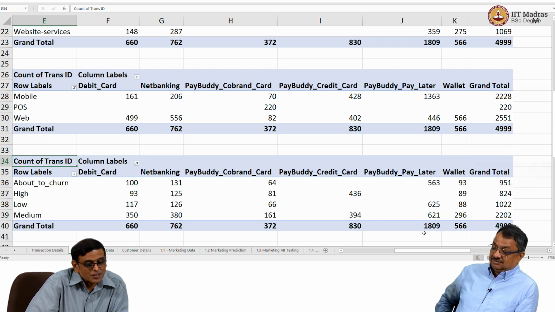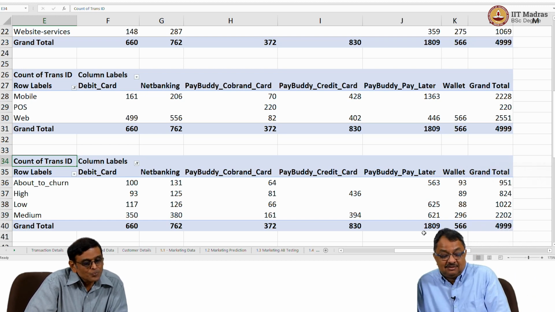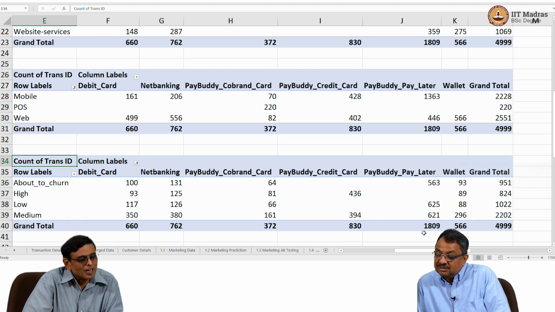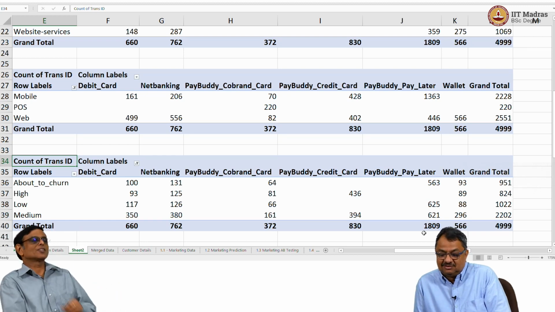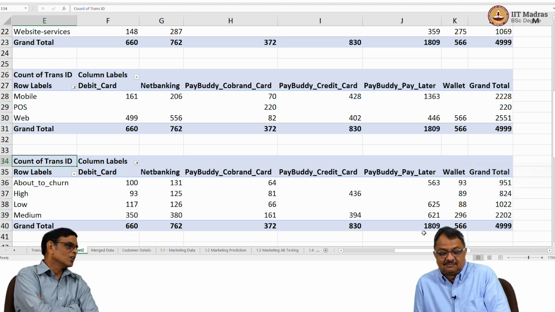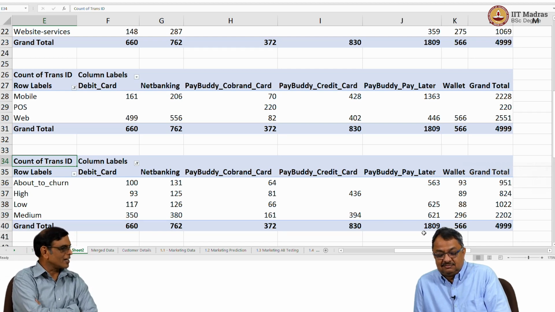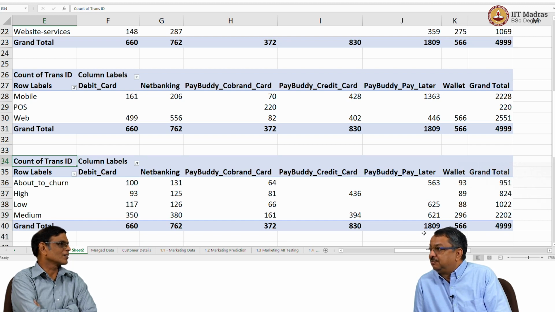What about low? Lows, 1022, again the same thing. Pay later. Again same thing. You might be targeting, or it may be, I don't know what it is. Medium is all over the place. Which also makes sense. So two insights, right? One is high is credit card, and low and about to churn are pay later.